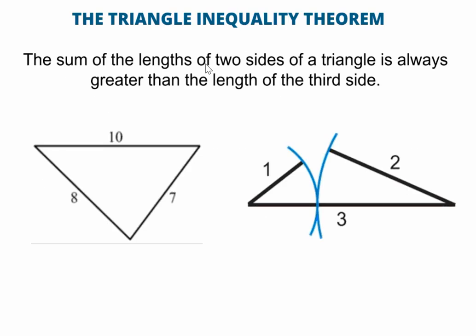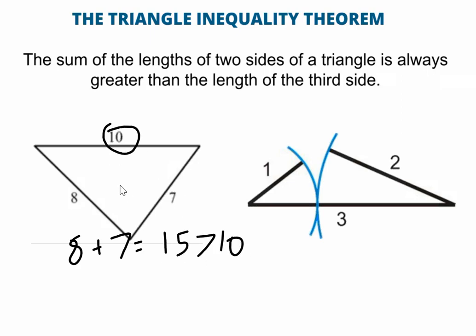So the first one is the triangle inequality theorem. It states that the sum of the lengths of two sides of a triangle is always greater than the length of the third side. So for a triangle to exist, these two smaller sides of 8 and 7 need to add up and be greater than the longest side. So if 15 is greater than 10, which it is, I can say that this is a triangle that would exist.